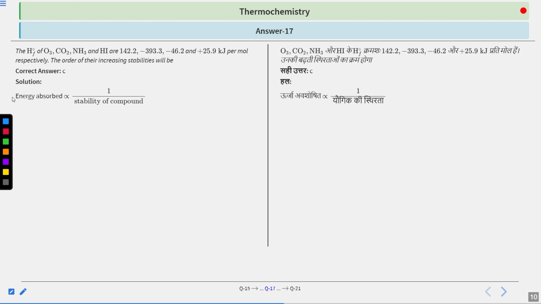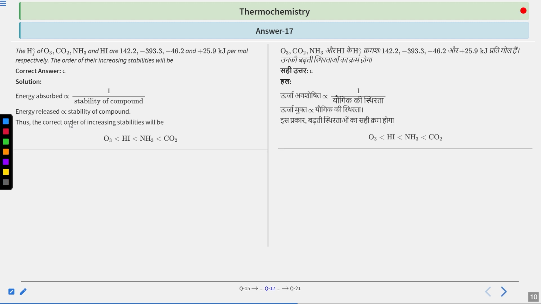It is also written here that the more energy is absorbed, the more the system's stability goes down, because the energy stays inside the system and increases the energy of the system by that much amount. Now if the energy is released, then the compound, in this case the whole system, is stabilized, because this much amount of heat is rejected by the compound. Therefore your correct order is O3, HI, NH3, CO2. How?